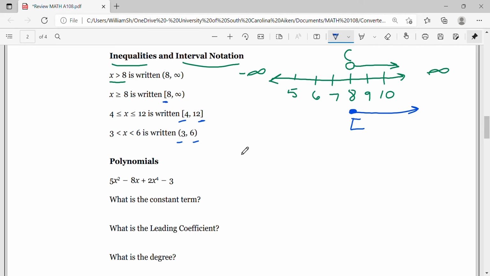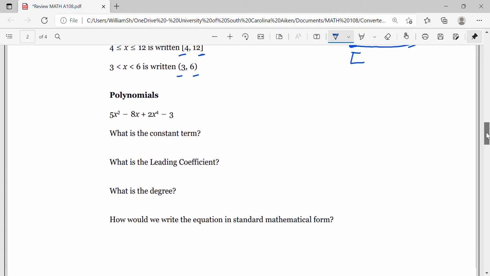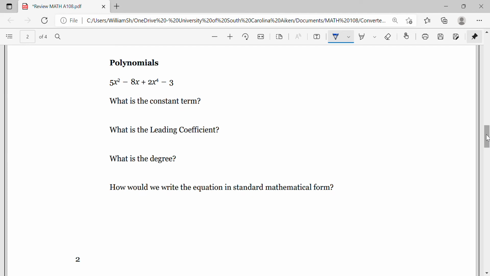Now the next thing you'll see in this class, we work with polynomials a lot, so you need to know some facts about polynomials before you can work with them. The polynomial we have here is 5x squared minus 8x plus 2x to the 4th minus 3. Now, the first question is going to ask, what is the constant term?